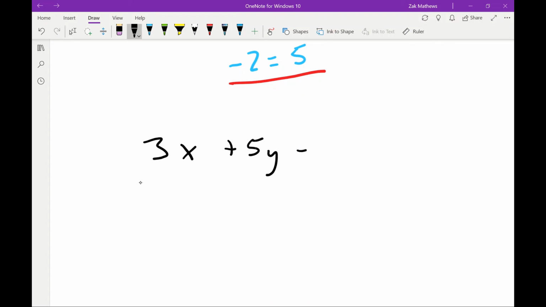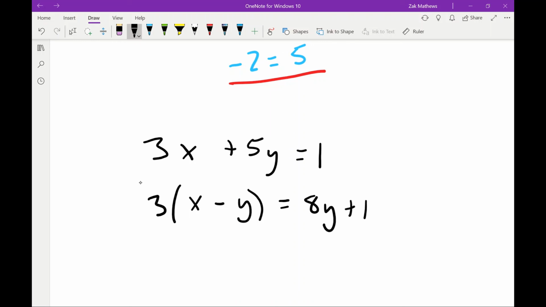3x plus 5y equals 1. 3 times x minus y is equal to 8y plus 1. Let me make that a negative 8y plus 1. So the second equation, we have a little bit of work to do. The first equation looks to be in a better format for elimination, so I'm going to shoot for elimination. The second equation, I'm going to go ahead and distribute the 3 first. 3x minus 3y is equal to negative 8y plus 1.